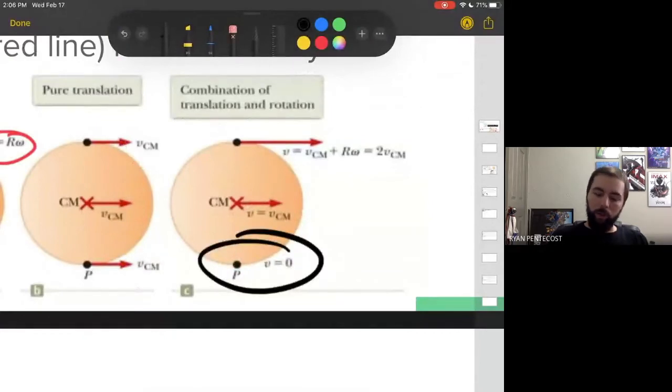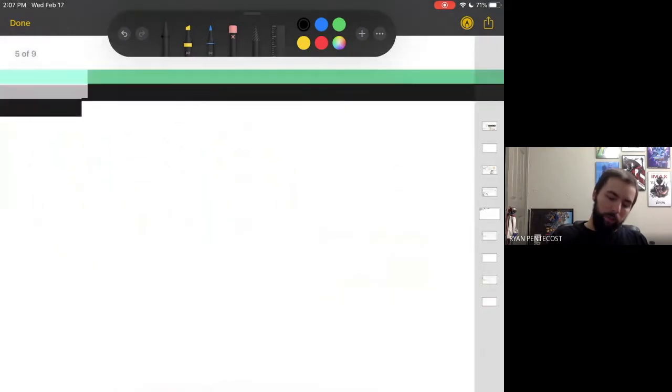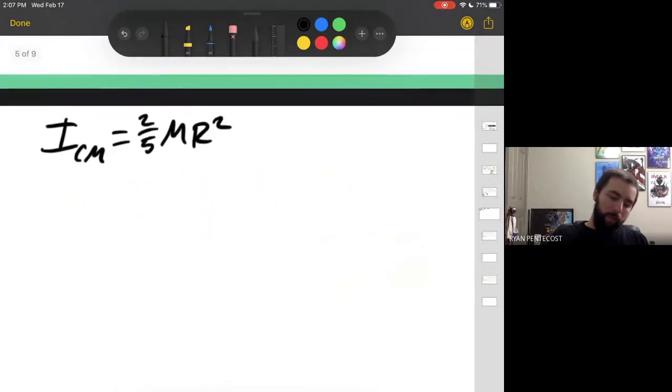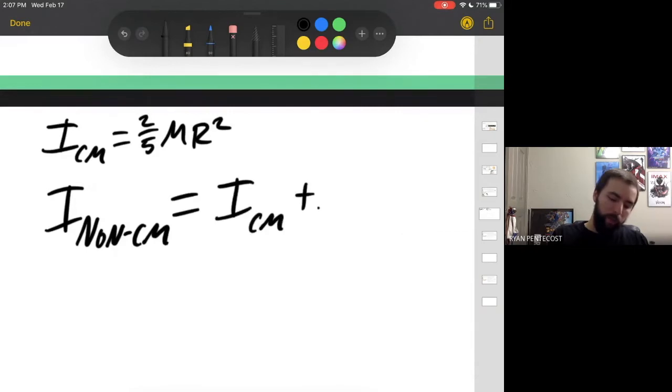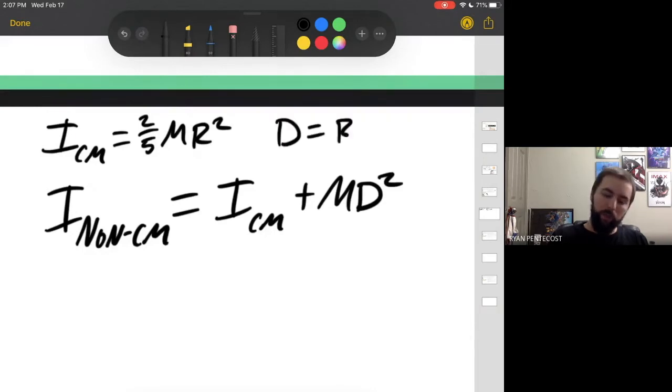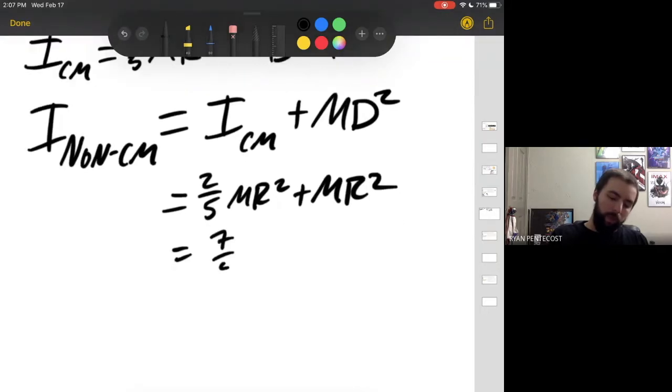So when we talk about the moment of inertia, we're going to have to use the parallel axis theorem. The parallel axis theorem says that a non-center of mass moment of inertia is the moment of inertia at the center of mass plus md squared. Well, the distance this is off the center of mass is the radius. It is just one radius down from the center of mass. So here you would have 2/5 mr squared plus mr squared. That would give you 7/5 mr squared.